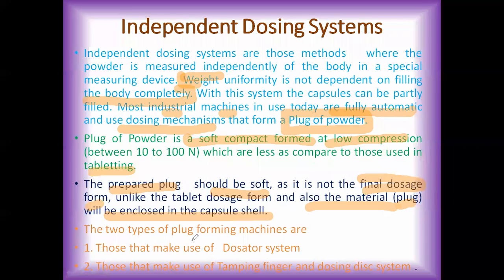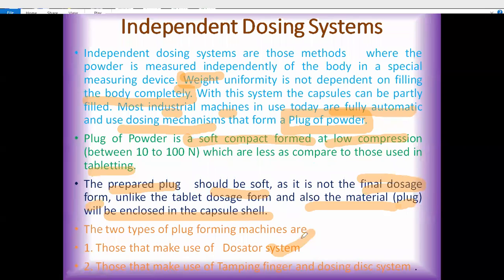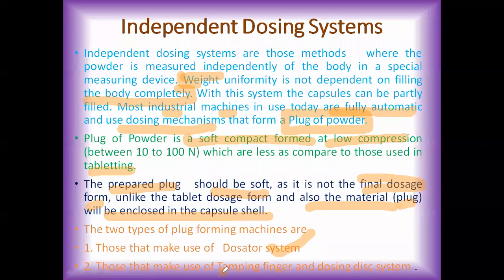And there are two types of plug forming machines, which include those that make use of dosator system and those that make use of tamping finger and dosing disc system. So we can have this plug of powder prepared by two types of machine. First one is dosator system and second one is those who make use of tamping finger and dosing disc system.